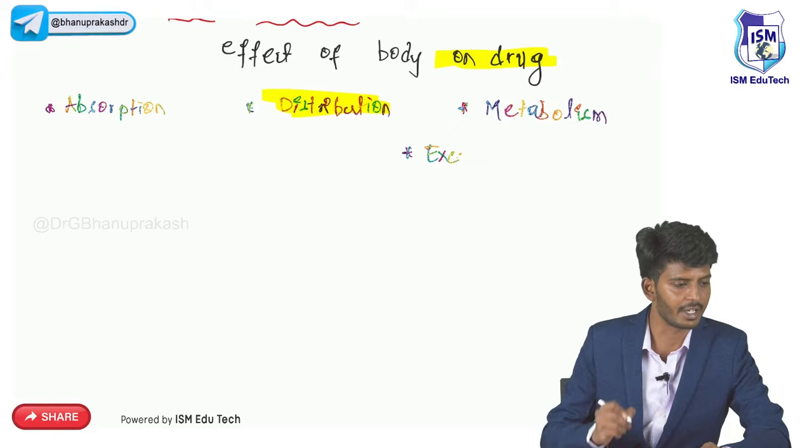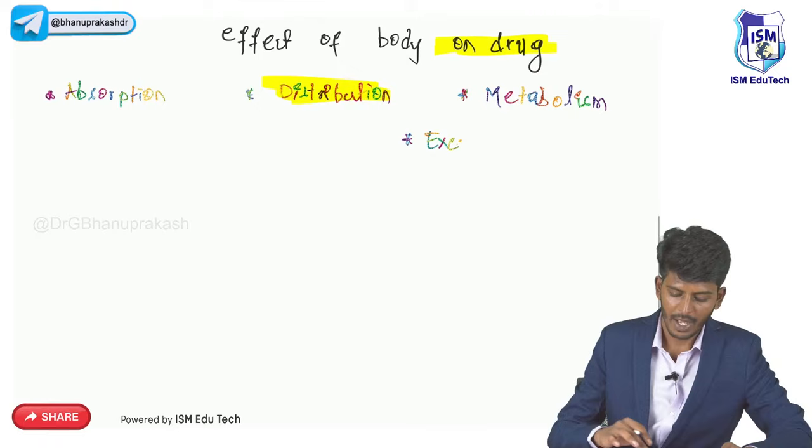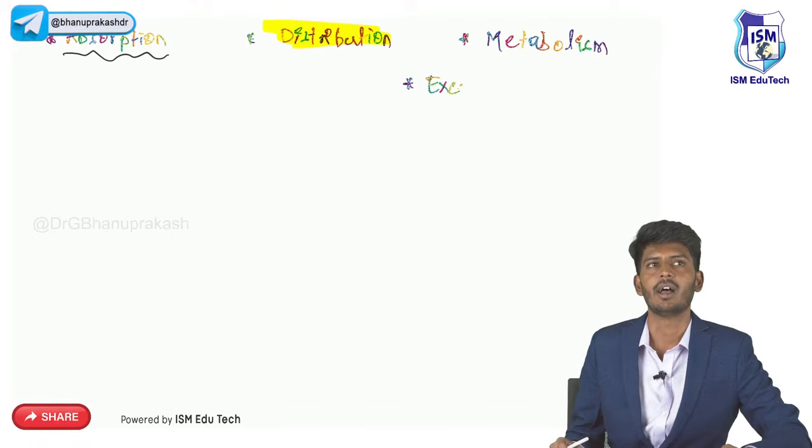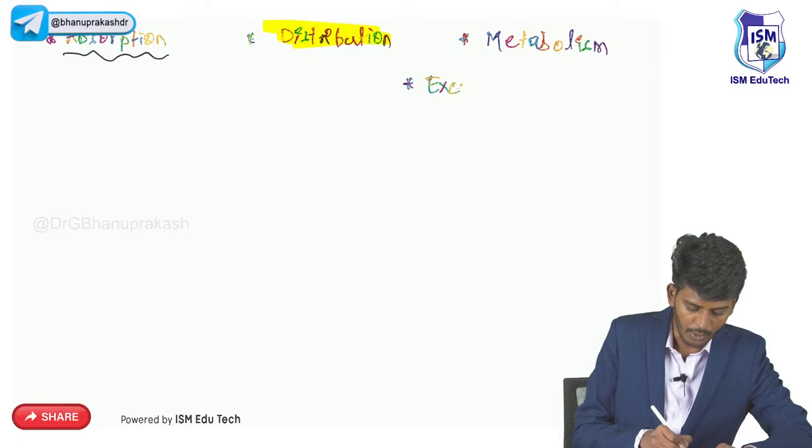ADME. Very good. But the thing is that, guys, I want you to understand absorption. This is the first aspect. What is that first aspect? The first aspect is absorption. So, what is absorption? Let's learn. So, how exactly does absorption occur?